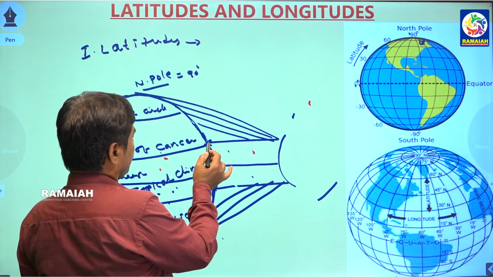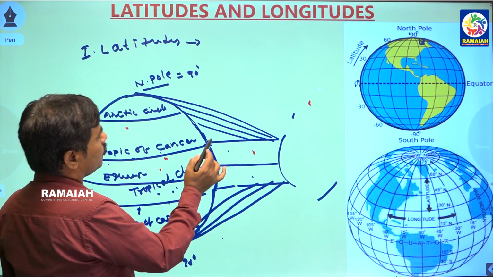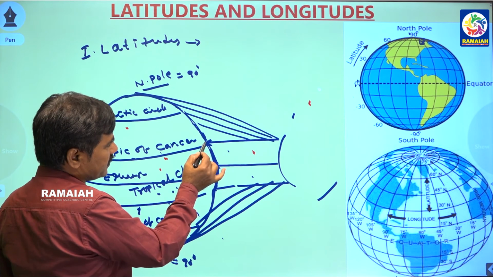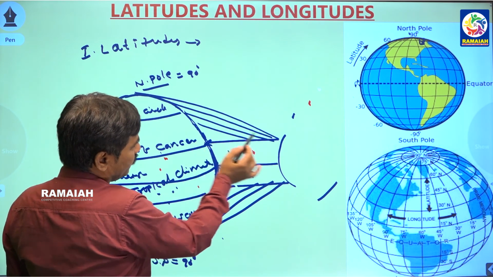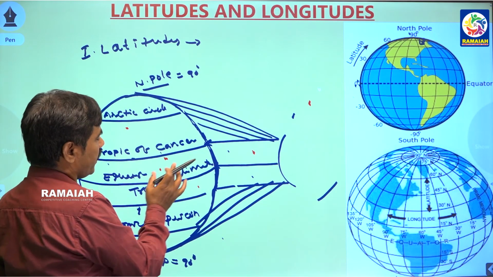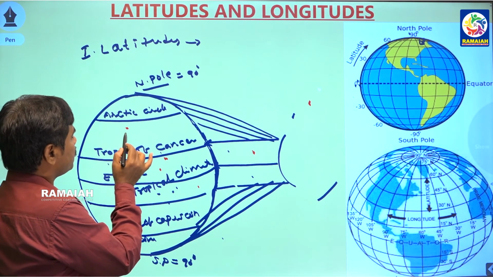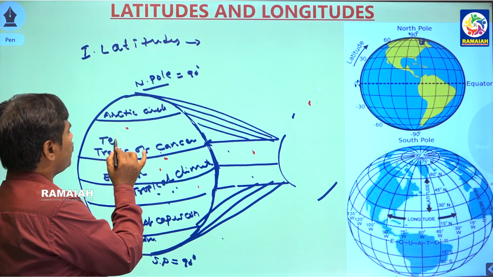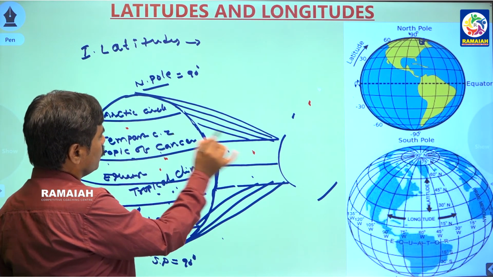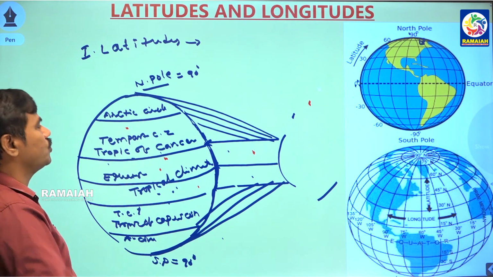The upper part, between 23.5 and 66.5 degrees, is somewhat far from the sun. That's why this area receives lower temperatures compared to the tropical region. That's why this region is called the temperate climatic zone. This is also a temperate climatic zone.